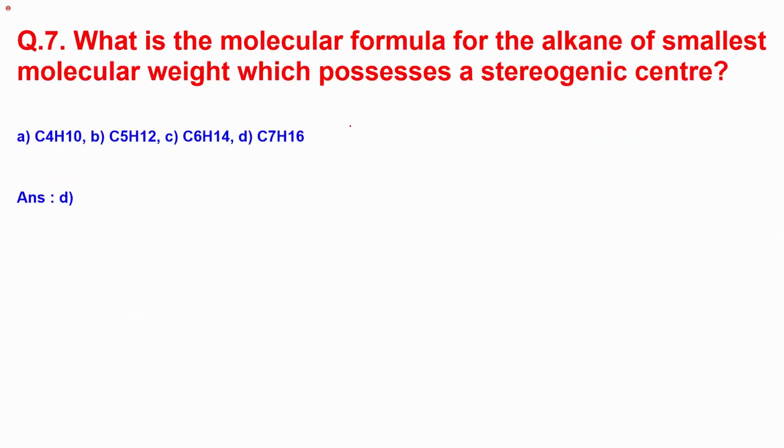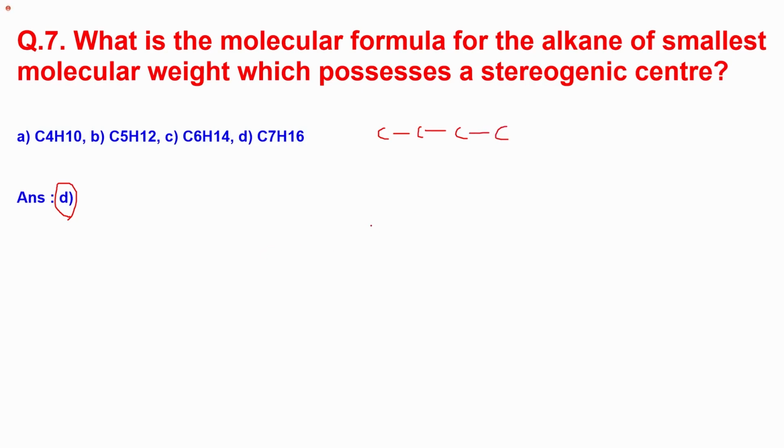Next question: what is the molecular formula for the alkane of the smallest molecular weight which possesses a stereogenic center? Now if you see the C4H10 and C7H16, the answer is given as D. So let's first draw the C4H10 molecule. This is how the C4H10 molecule looks: 1, 2, 3, and 4.